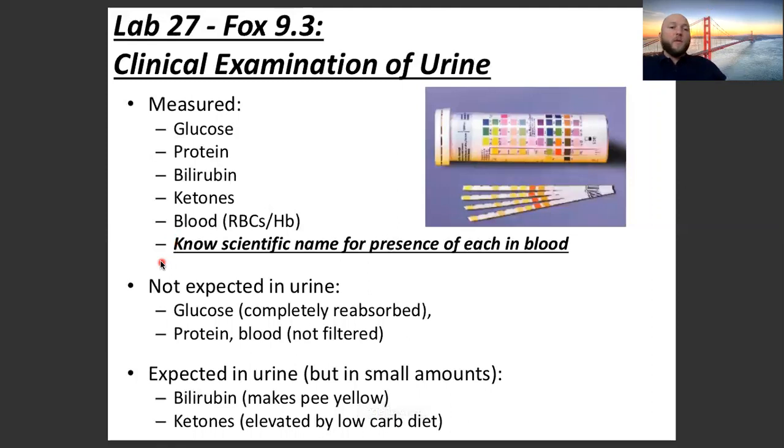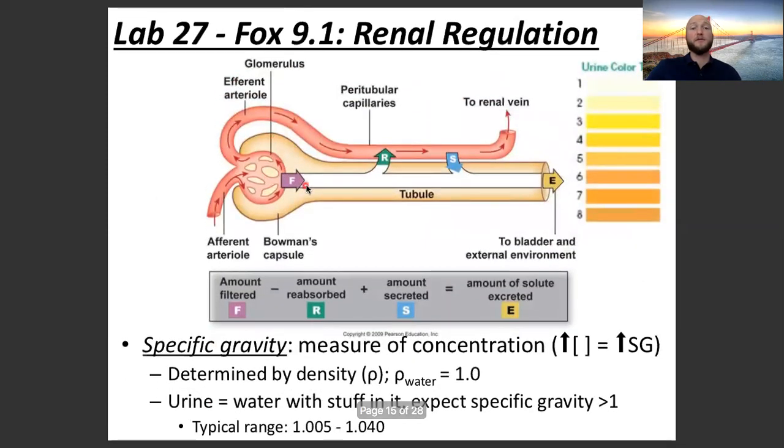All right, so what do we expect to have in our urine? So we do not expect glucose to be in our urine. Glucose gets filtered out. So glucose leaves the bloodstream at the glomerulus and goes into the renal tubule system. But under normal circumstances, 100% of it gets reabsorbed back into our bloodstream.